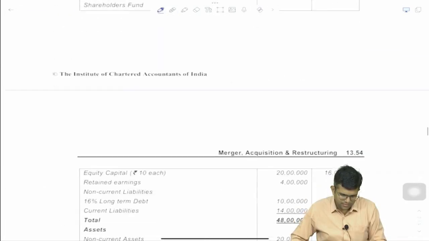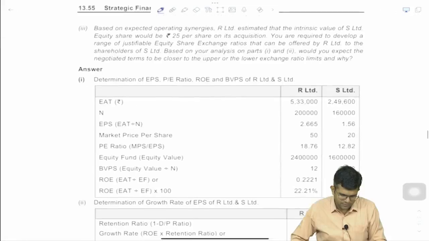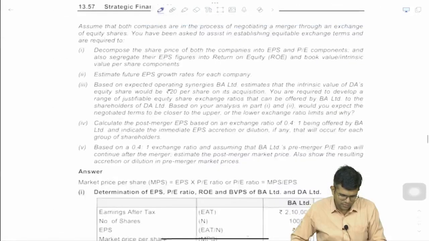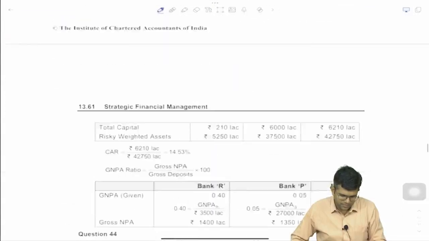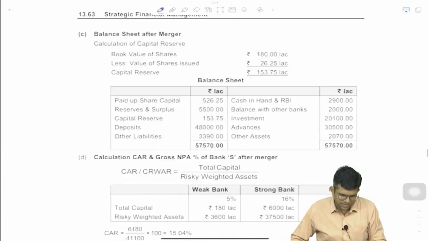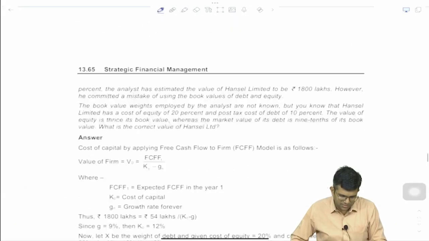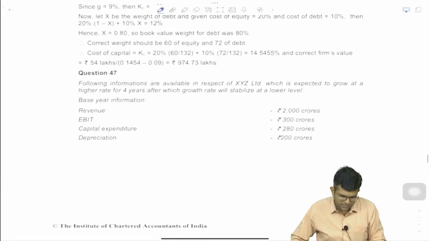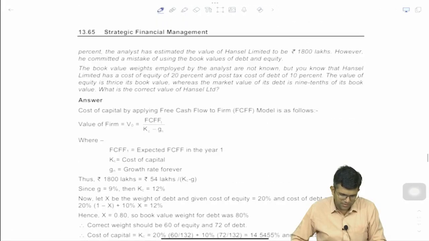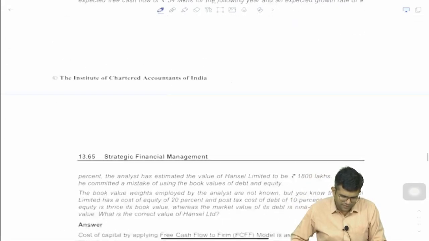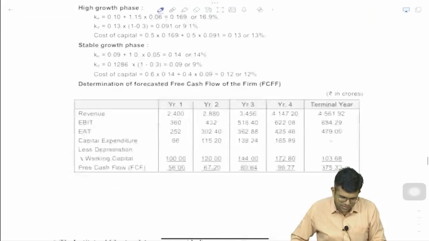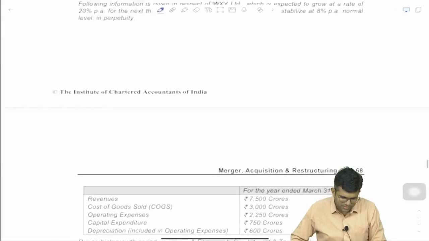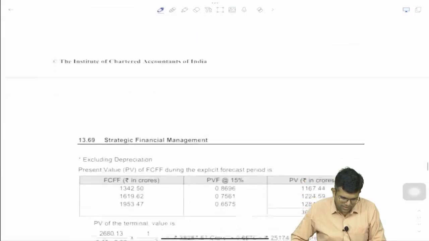40, 41, 42, 43. I want you to see how ICAI has presented all this. 46, 47. Hey, we are coming to it. Students, FCFF is here. This question we have completed. This is done. 48, this is there. Next.